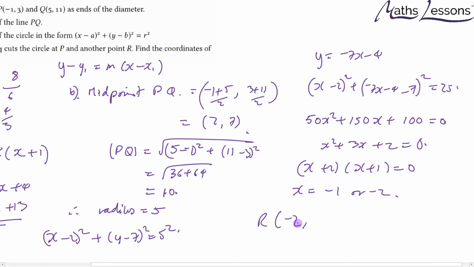Put minus 2 back into the equation of the line. So we get minus 7 times minus 2, which is 14. Minus 4 is 10. So the R coordinate is (-2, 10).